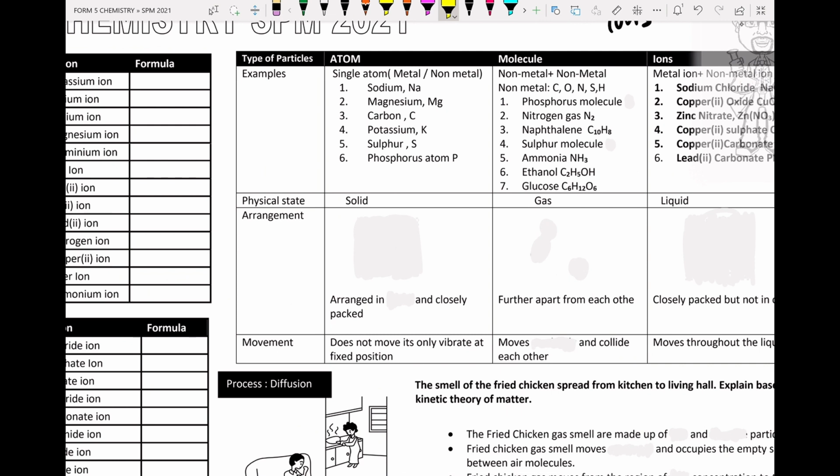The atoms can be made up of a single unit, the smallest particles that cannot be divided anymore. How to identify? One capital, one small is atom. One capital, one capital, one capital, one capital, all this is atom. Okay, and most of the atoms exist in solid state.